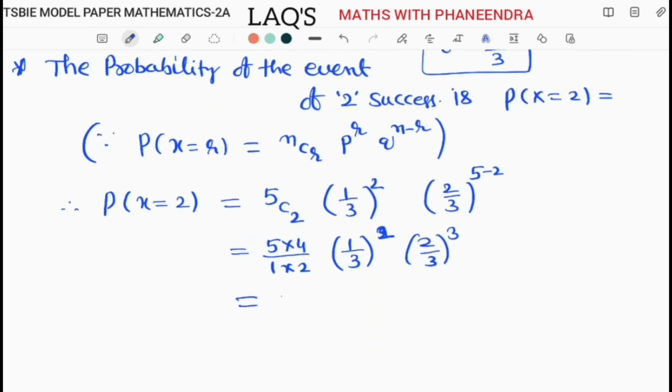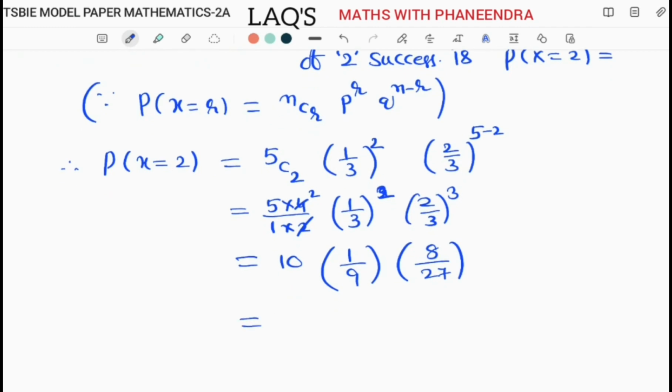So it will become 10 into 1 by 3 square, which means 1 by 9, into 2 by 3 whole cube, which means 8 by 27. So which is equal to 8 into 10 is 80, by 9 sevens are 63, 9 into 2 is 18, into 6, 24. So 243. Therefore the probability of the event of 2 successes is 80 by 243. That is nCr p power r q power n minus r.